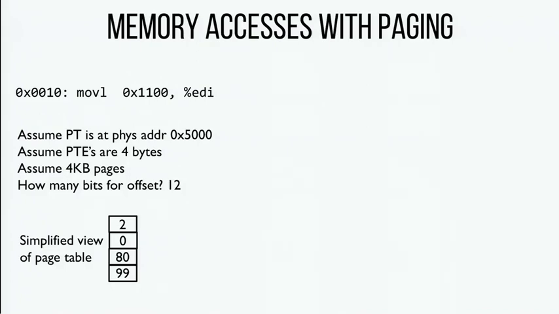You want to imagine that each of these entries takes up 4 bytes. We'll assume that each page is 4 kilobytes, and from that you can figure out, of course, it's our standard 12 bits to index into a 4 kilobyte page. Okay, so let us figure out what memory accesses we need to do for this one instruction. Logically, the first address that we're going to fetch is to get this instruction, so we are reading from that logical address, 0010.